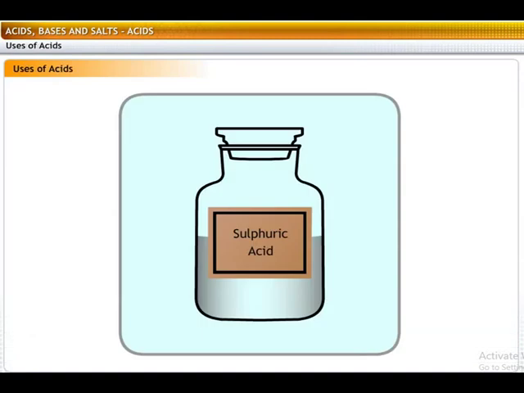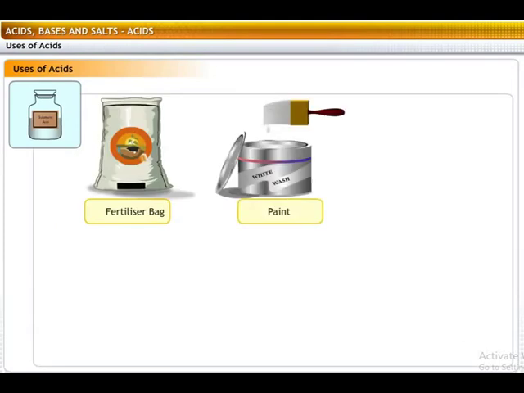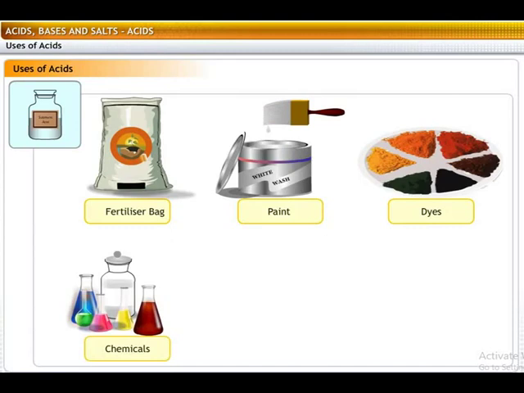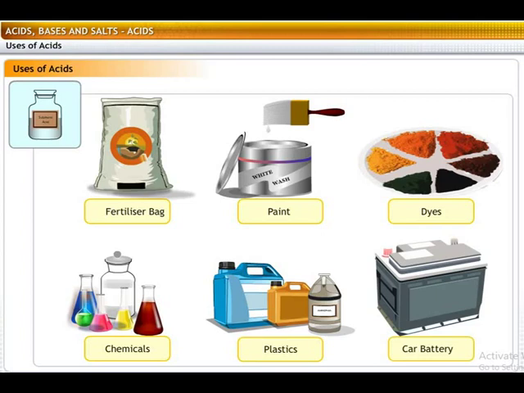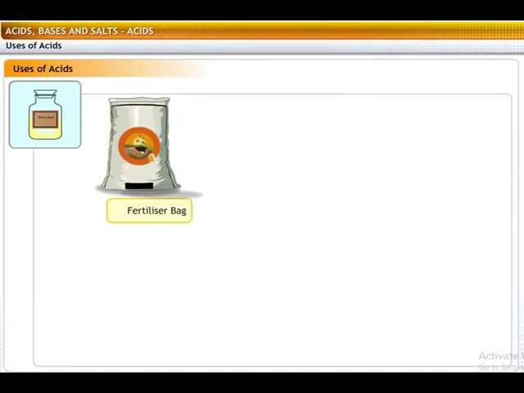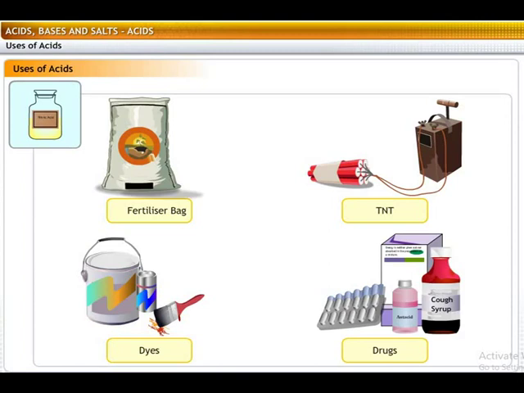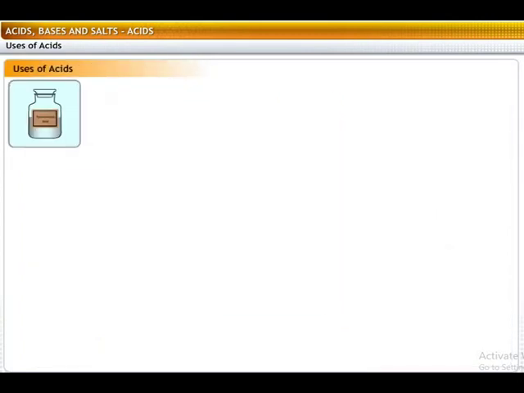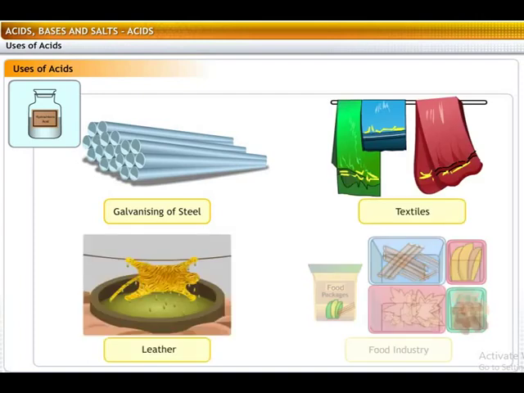Acids have various uses. Sulfuric acid is used in the manufacture of fertilizers, paints, dyes, chemicals, plastics, and synthetic fibers. It is also used in car batteries. Nitric acid is used in the manufacture of fertilizers, explosives like TNT, dyes, and drugs. Hydrochloric acid is used before galvanizing to remove oxide film from steel and also as a descaling agent for boilers. It is also used in the textile, leather, and food industry.